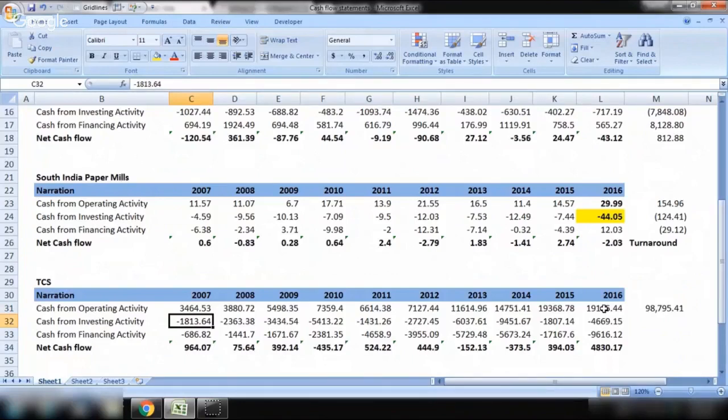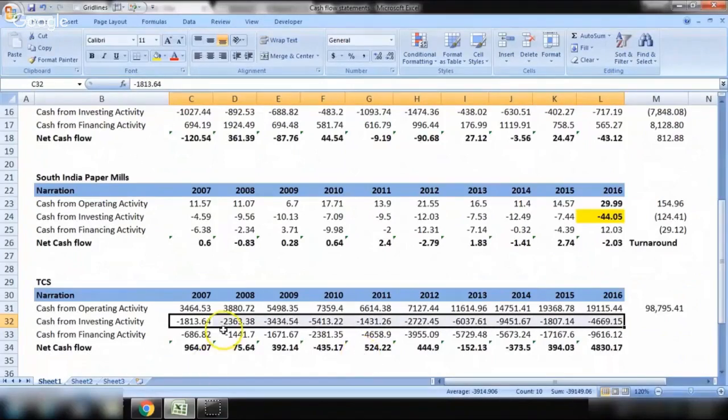Now, TCS is an IT company, right? So what sort of investments can they do? They'll need IT infrastructure, obviously. They'll need office space. They will need maybe some telecom equipment and stuff like that. But it's not a very capex heavy business, right? And this is exactly what the investing activity numbers reveal to me.